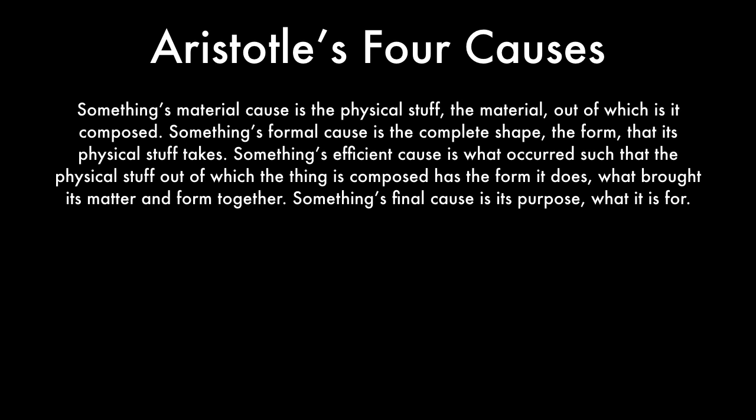Something's material cause is the physical stuff, the material, out of which it is composed. Something's formal cause is the complete shape, the overall form that its physical stuff takes. Something's efficient cause is what occurred such that the physical stuff out of which the thing is composed has the form that it does, what brought its matter and its form together. And something's final cause is its purpose, what it's for.